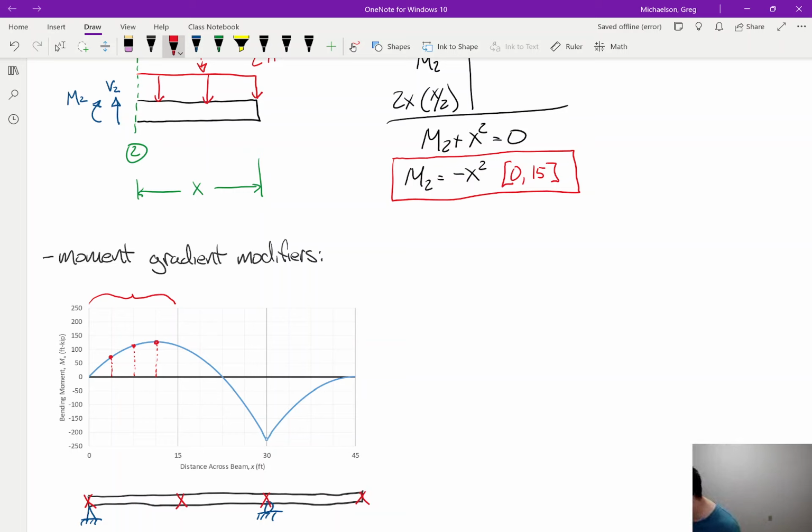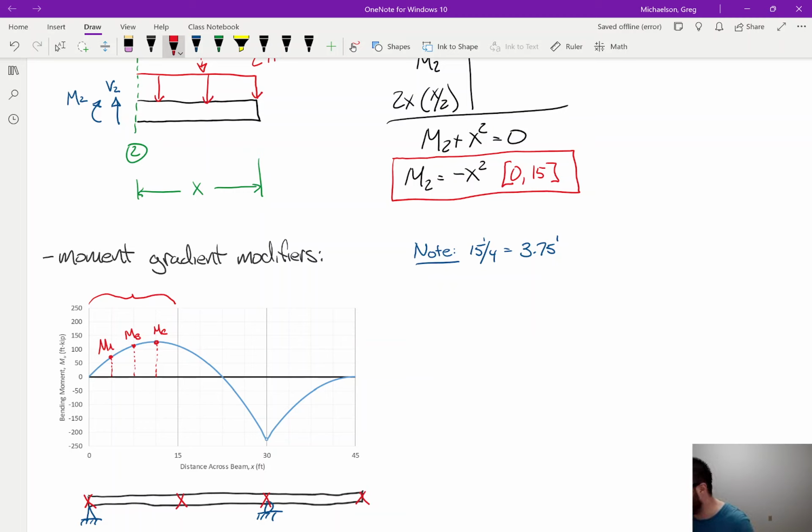All right, so this segment is 15 foot long. Note 15 over 4 is 3.75, I think. Yeah, 3.75. So what we're going to do is calculate these quarter point moments. We're going to call them MA, MB, MC. So MA, MB, and MC.